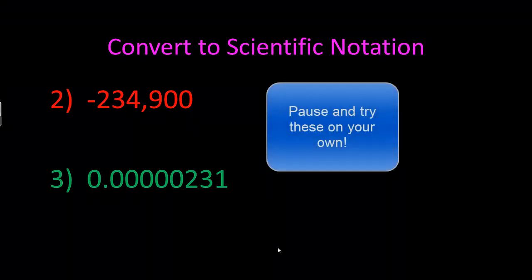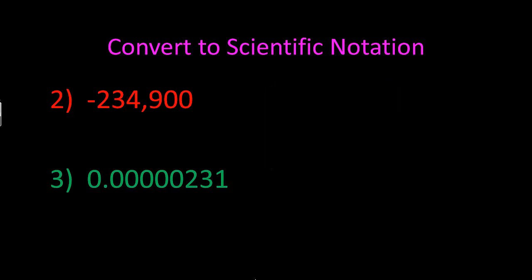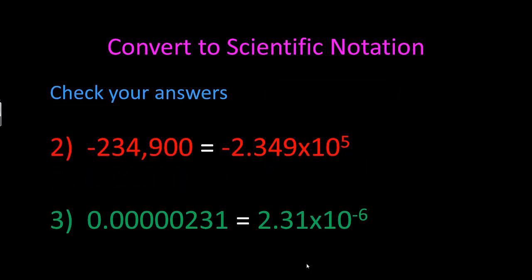All right, now I would like for you to convert these two numbers to scientific notation and then come back and check your answer. So pause the video, please. Here are your answers. Check them to be sure they're correct. If it's a big number, the exponent will be positive. If it's a very, very small number, the exponent will be negative.